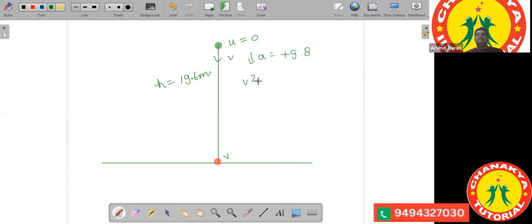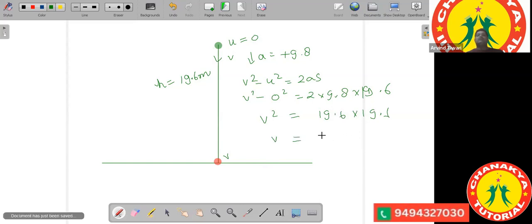Using the equation v squared minus u squared equals 2as. So v squared minus 0 squared equals 2 times 9.8 multiplied by s, which is 19.6. So v squared equals 19.6 into 19.6, and v will be equal to the square root of it, so that will be just 19.6 meter per second. Okay, so everyone has got this correctly.